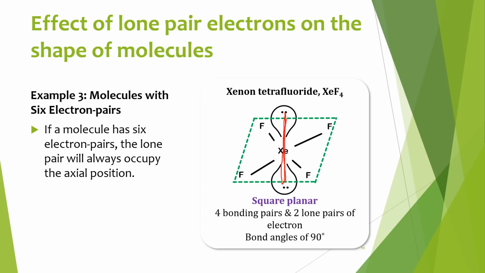As an example, xenon tetrafluoride will have two lone pairs. The lone pairs will both occupy the vertical plane, and the shape will be square planar.